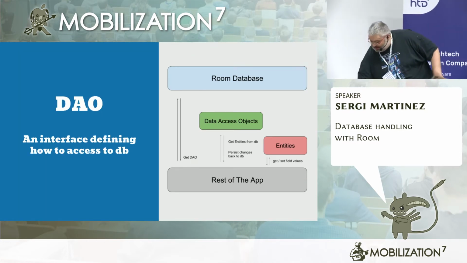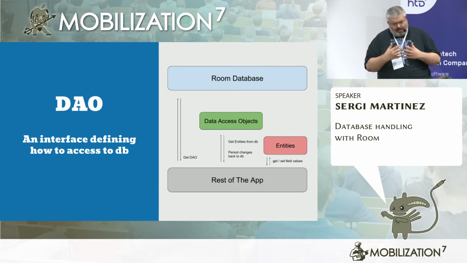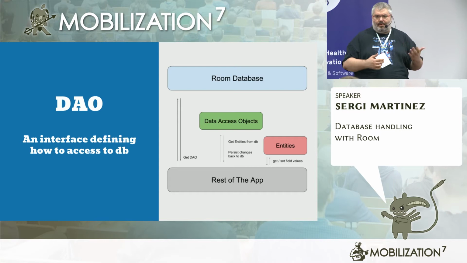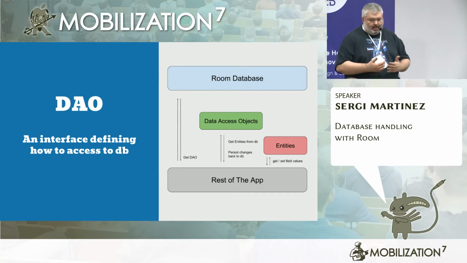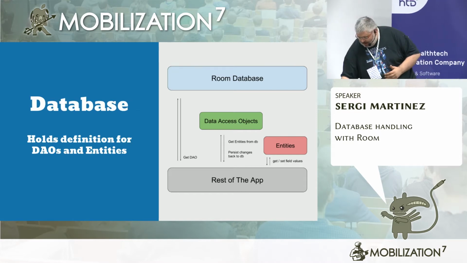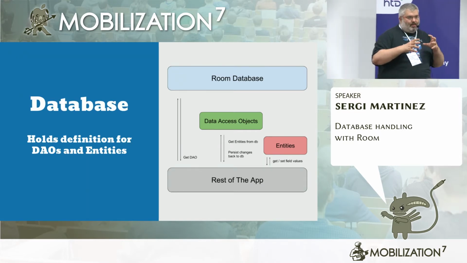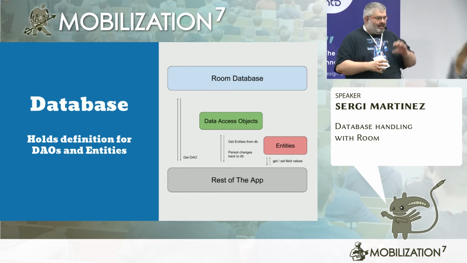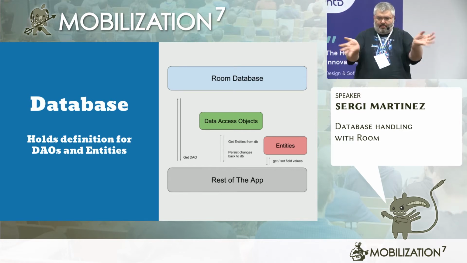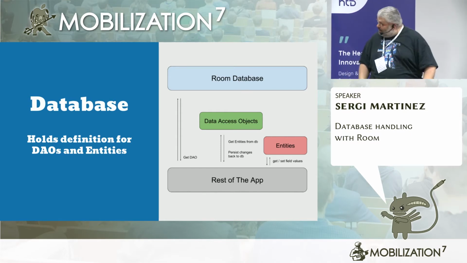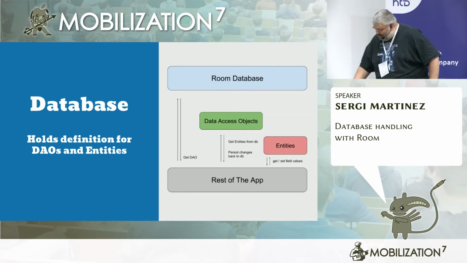DAOs are an interface that is used to access tables, queries, and perform operations in the database. And last, the database object is the responsible for holding everything together. You will specify to this object, okay, I have these entities and I have these DAOs. Just fill them with stuff and make them work. So let's start from the beginning.